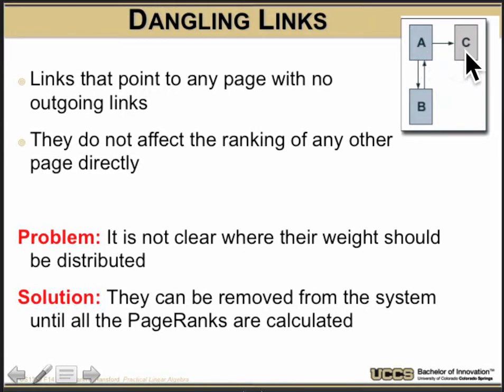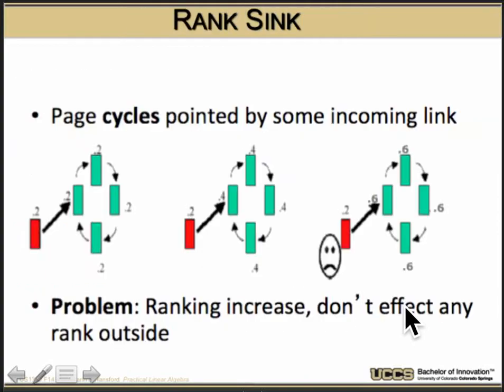But if A pointed to C pointed to D, which isn't here on the slide, then after I delete D, C no longer has an outgoing link. So I have to delete it. So I recursively delete all the things that don't point to anything. So in the end, I'm just left with the cycles that are in the graph. So in this case, say the cycles are pointed to by some incoming link.